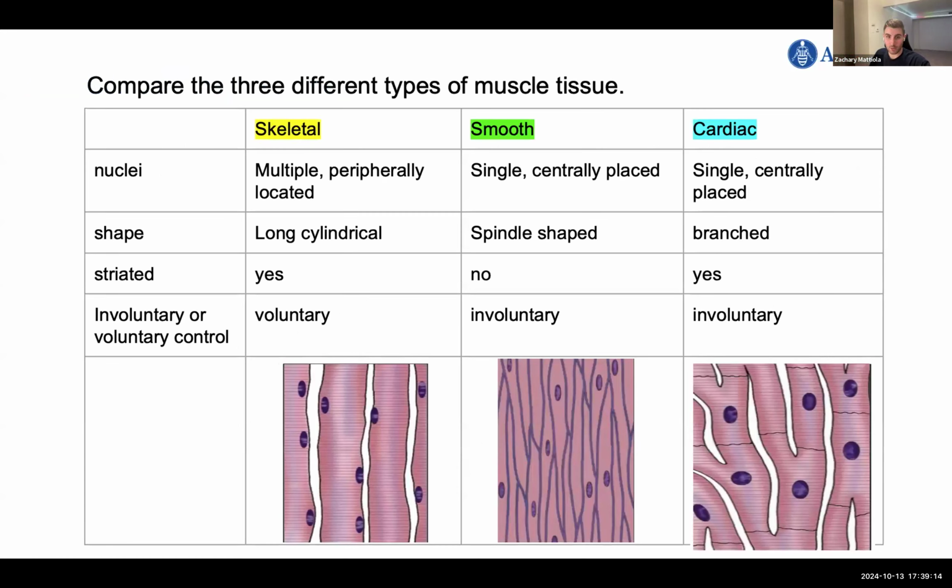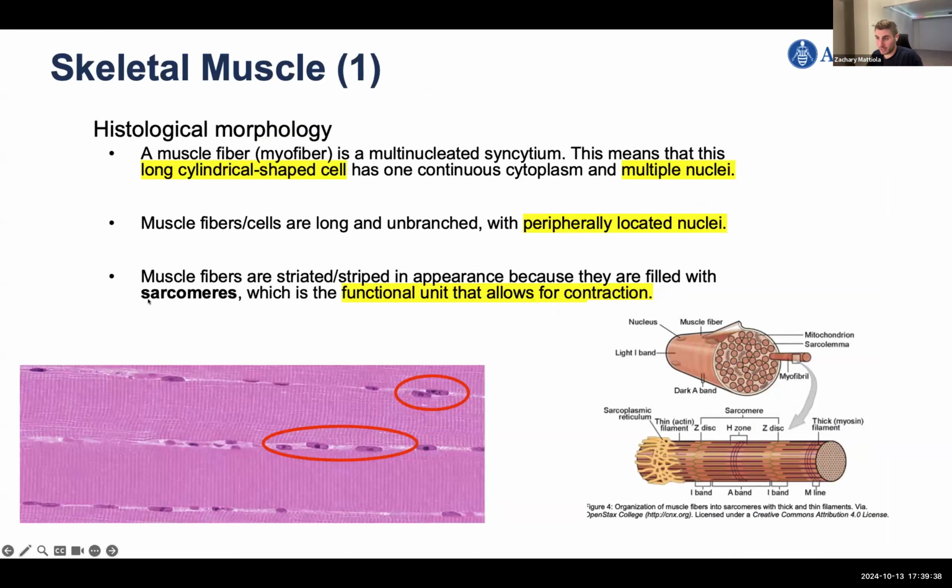All right. So here's just a nice little summary table. I'm going to go over this at the end with you guys as well, just to give you a brief introduction to these types of muscle cells. So I think it's important to understand what the nuclei look like, what their shape is. You're going to soon learn about the striations of the muscle cells and how the body controls their contraction. Okay. So we're going to start out with skeletal muscle.